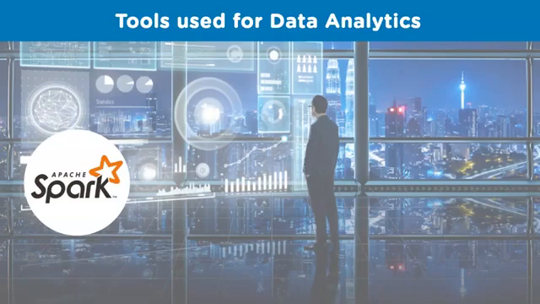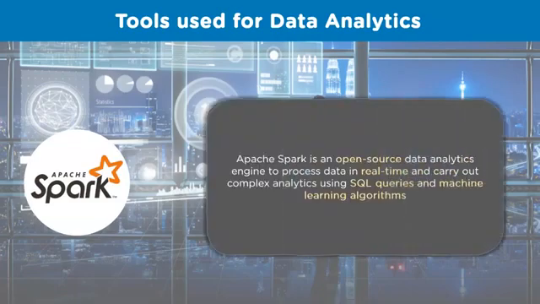Up next, we have Apache Spark. Apache Spark is an open source data analytics engine to process data in real time and carry out complex analytics using SQL queries and machine learning algorithms. It supports Spark Streaming for real-time analytics and Spark SQL for writing SQL queries. It also has Spark MLlib, which is a library that has a repository of machine learning algorithms, and then it has GraphX for graphical computation.